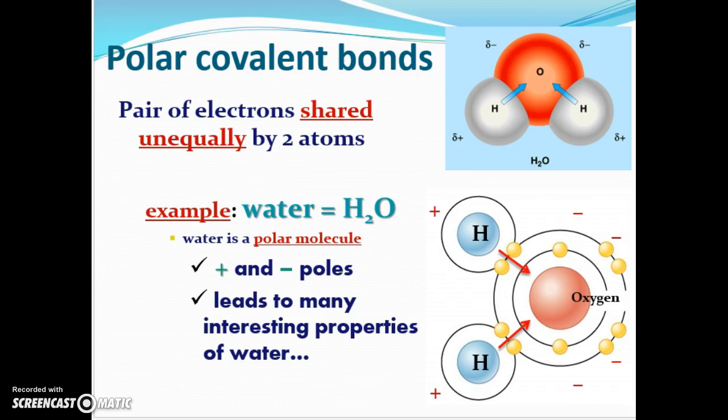For example, oxygen has that strong attraction for electrons, and so that negative end of the molecule can then be attracted to another molecule that has a more positive charge.